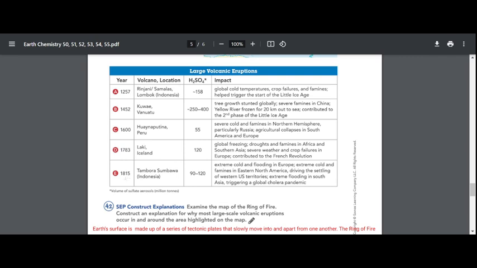Okay, in 1815, a volcano in Indonesia erupted, which led to extreme cold and flooding in Europe, extreme cold and famines in eastern North America, driving the settling of western U.S. territories, and extreme flooding in South Asia, triggering a global cholera pandemic.